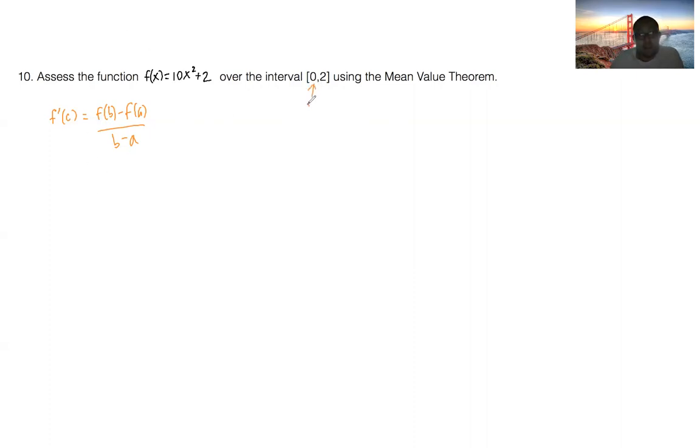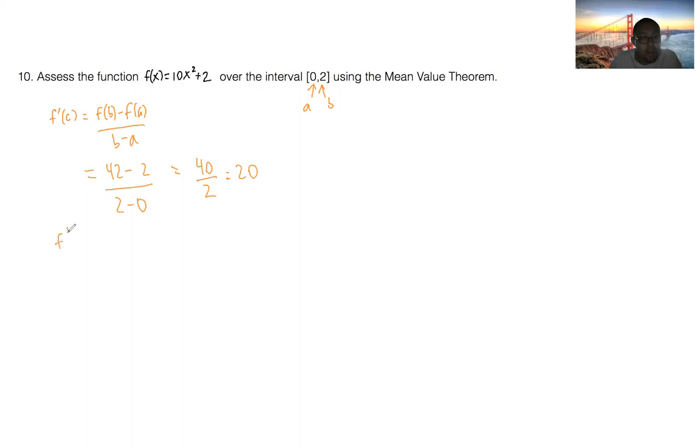In this case, a is 0, b is 2. So we'll start filling this thing out, right? So this function evaluated at 2, or b, is going to be 2 squared, which is 4, times 10 is 40, plus 2 is 42, minus this function evaluated at a, or 0. This is just going to be 2, divided by 2 minus 0. So this is going to end up being 40 over 2, which is 20.